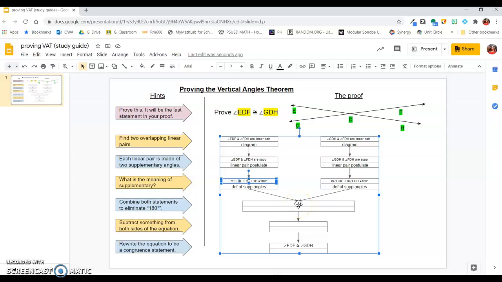All right. Since this equals 180 degrees, and this equals 180 degrees, they must be equal to each other. What's the reason for that? Our good friend, the transitive property.